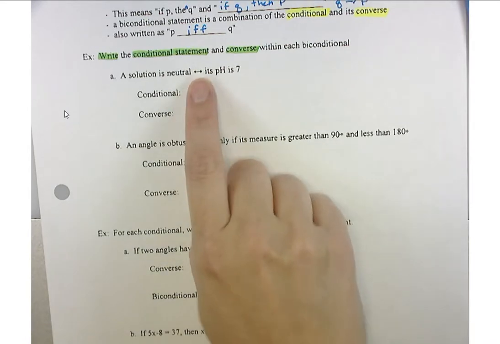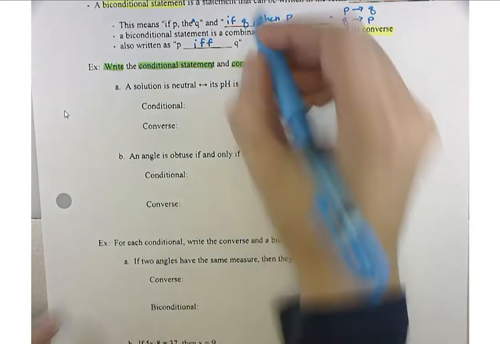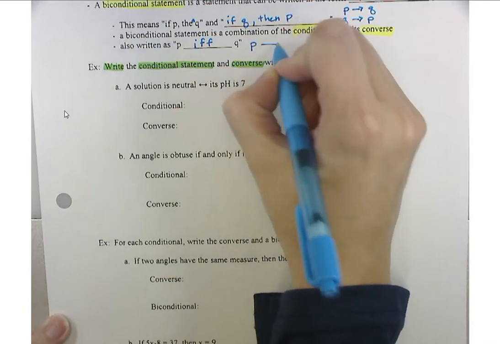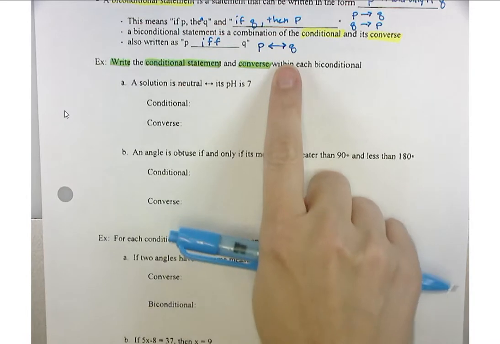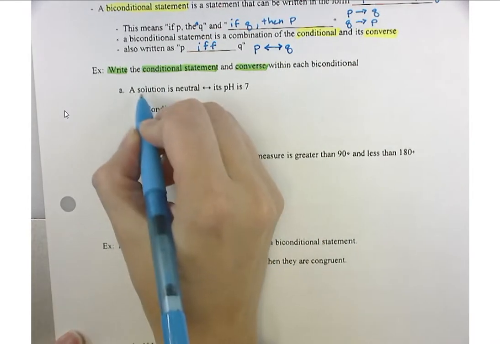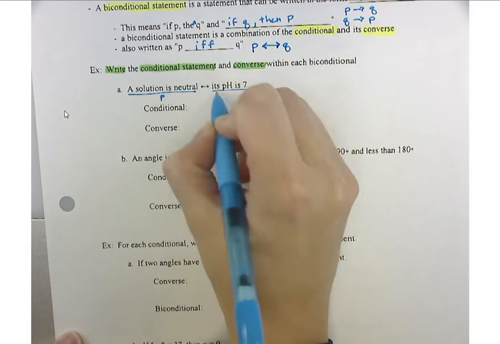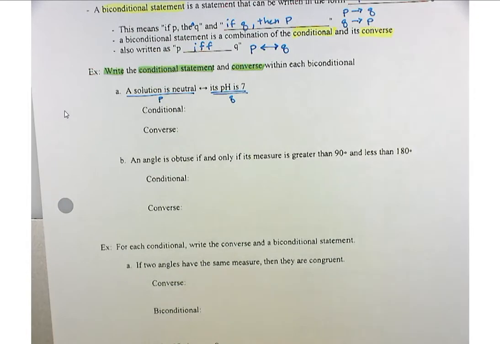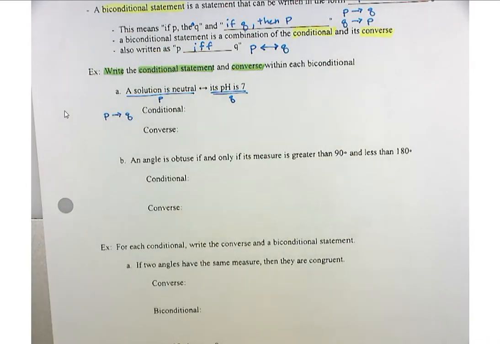So this is actually another notation for it. P, if and only if Q. You might also see P, and then the double-sided arrow, which is what we have here. Okay, so a solution is neutral, that is your P statement. Its pH is 7, that is your Q statement. So if we're writing a conditional, we have to write it in the form if P, then Q.